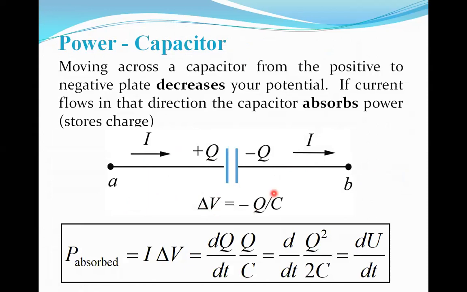So what is the power absorbed? Power is nothing but voltage times current, so I into del V. And what is I in terms of charge? I is nothing but the rate of flow of charge, so we can write this as dq by dt into del V, which is Q by C. So we can write this as d by dt of q squared by 2C. And what is half q squared by C? It is nothing but the internal energy. So we can say that the power absorbed is equal to dU by dt.